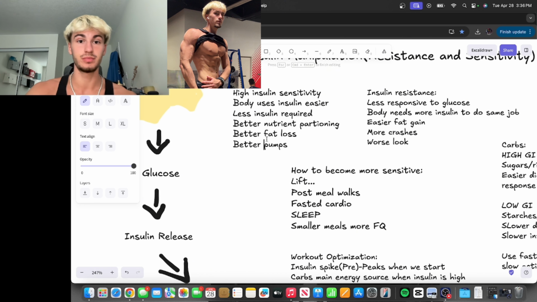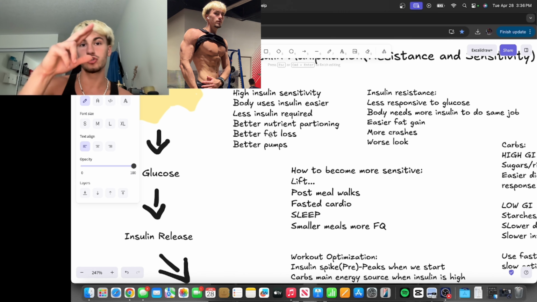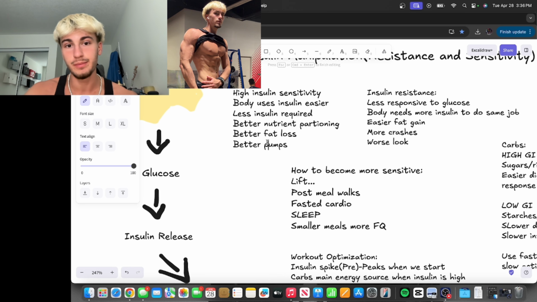Better for fat loss because if you're insulin sensitive, insulin spikes easier and it drops quicker. Right? When insulin's high, fat loss isn't allowed because insulin is a storage hormone. And then it drops, allowing fat loss to be better, and better pumps, right? When you have your pre-workout meal and you have carbs, everyone knows this, right? Insulin spikes easier. When insulin's high, carbs are the main energy source.